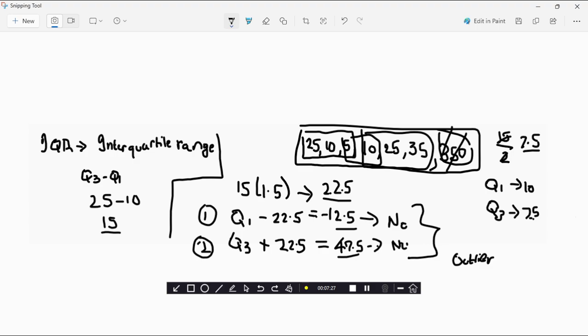So this is how you figure out if there is an abnormality, if there is a value that stands out in the data or the information that you may have. So that will be it for this video.